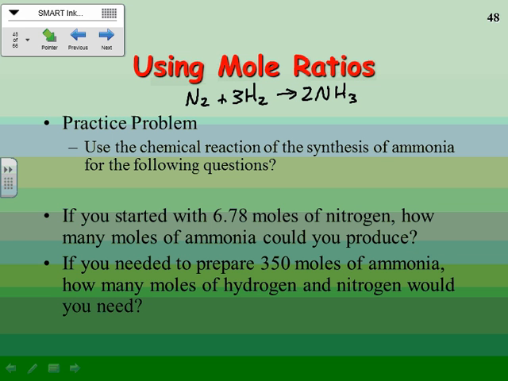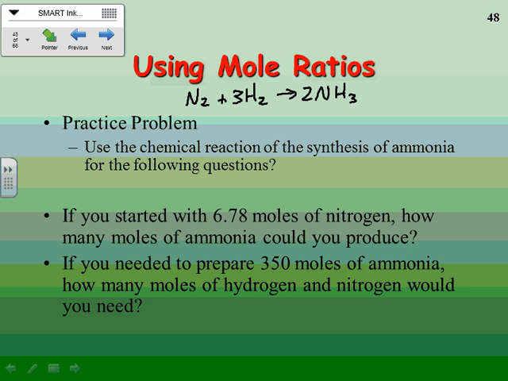I think I wrote it in a different order, but it doesn't matter. So here's the question: you started with 6.78 moles of nitrogen. How many moles of ammonia could we produce? Now we're starting with the reactant. We're trying to figure out how much of the product we could make.